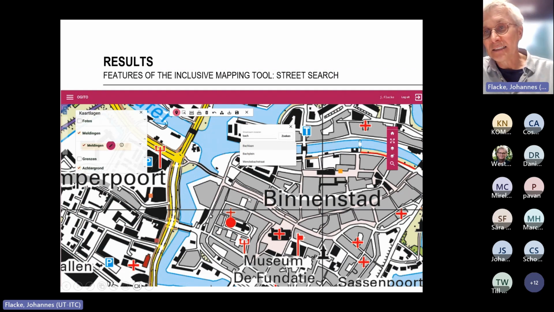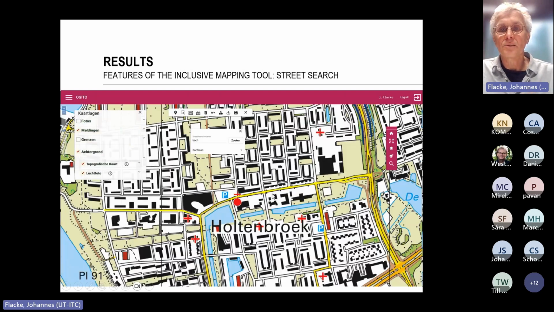Well, they asked us to include a feature to search for streets. Here you have a search window where you can find particular streets, because their spatial literacy is not that good that they can find any street, so they can just type Bach and then they find Bachlaan. And when they click here, the map immediately jumps to that location. This is, for instance, the Bachlaan that we were just searching for.